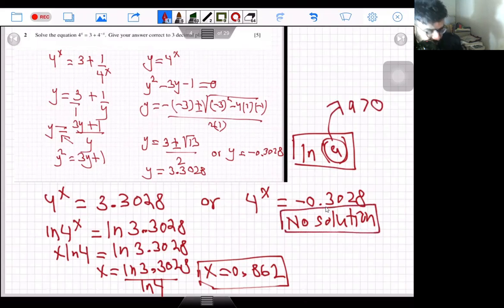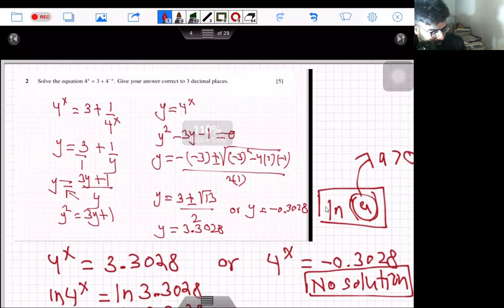And the final answer is supposed to be x is equal to 0.862 only. So this was question number 2 of May June 2021, paper 33.